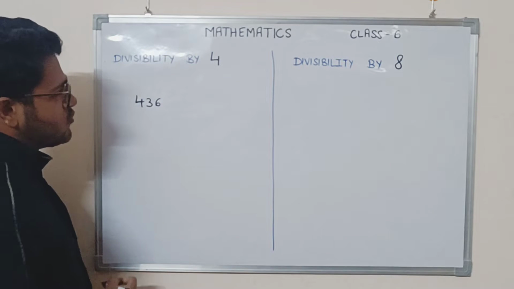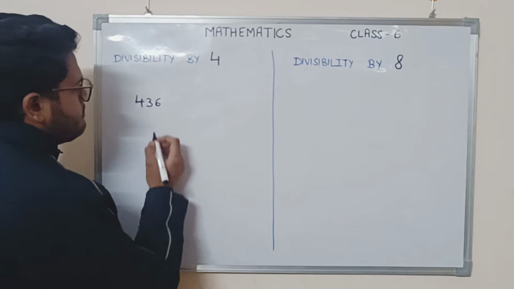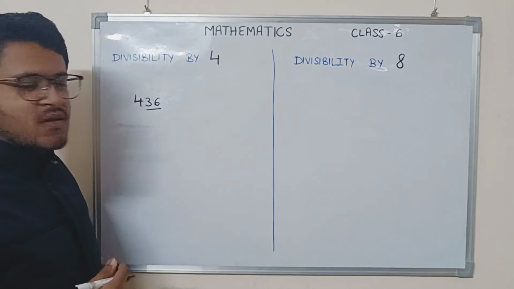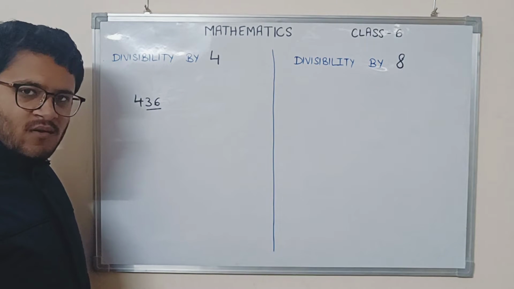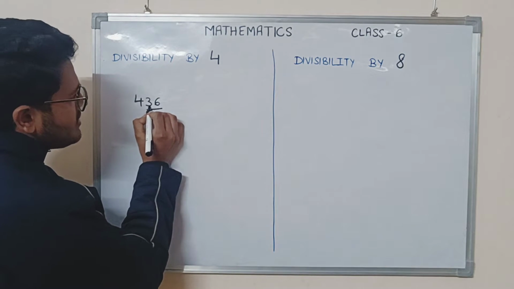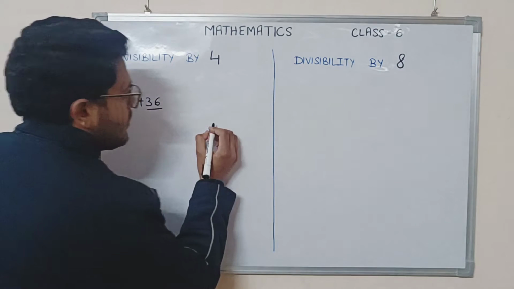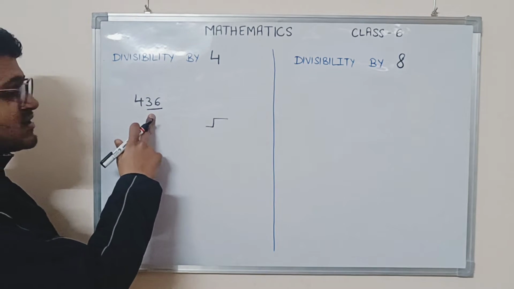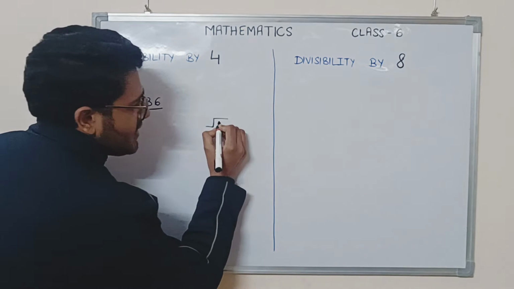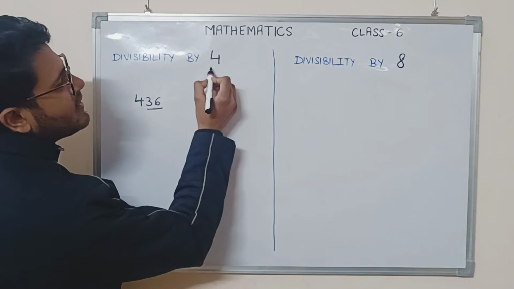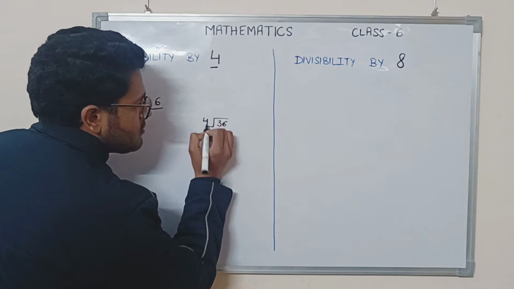So what we are going to do is we will take the last two digits of the number. Whichever number you are given, we will take the last two digits of the number. What are the last two digits? 36. We will take this number 36 and we will divide it by 4.